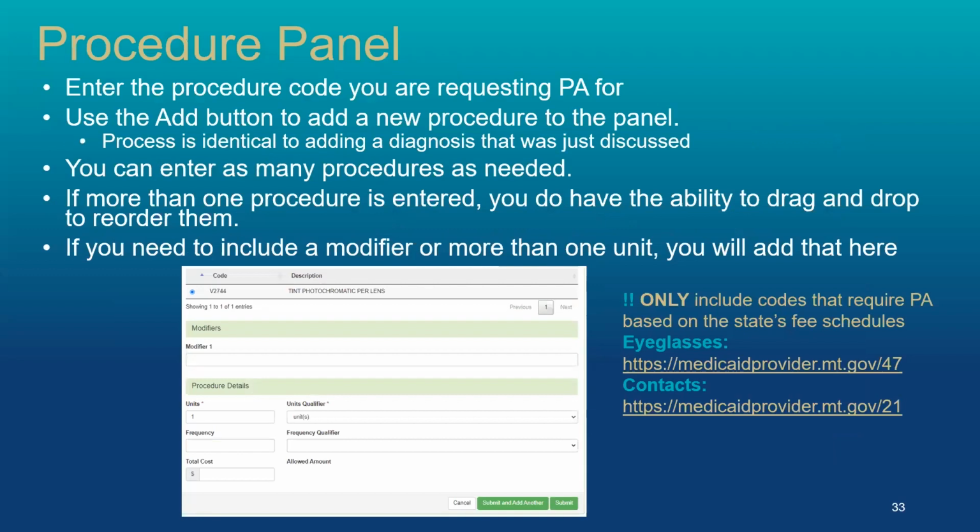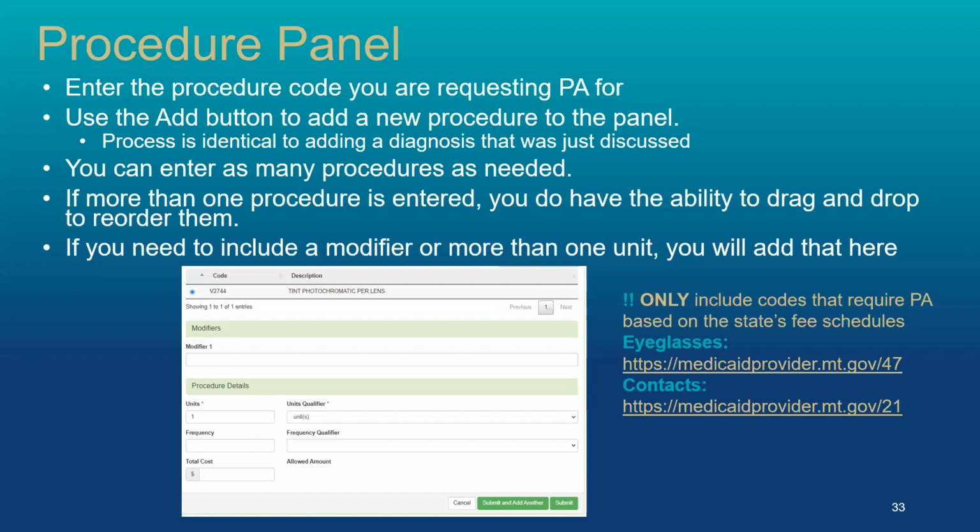Next panel is going to be your procedure panel. Same thing. Here you're entering in that procedure code that you're requesting that PA for. So you'll click the add button, right-hand corner, and you'll go through the exact same steps that you just did for the diagnosis. If you search for the code, search for description, again, code is much easier. You can enter in as many procedures as you need.